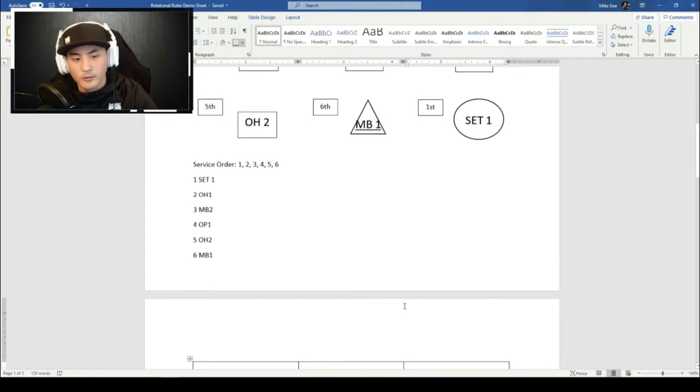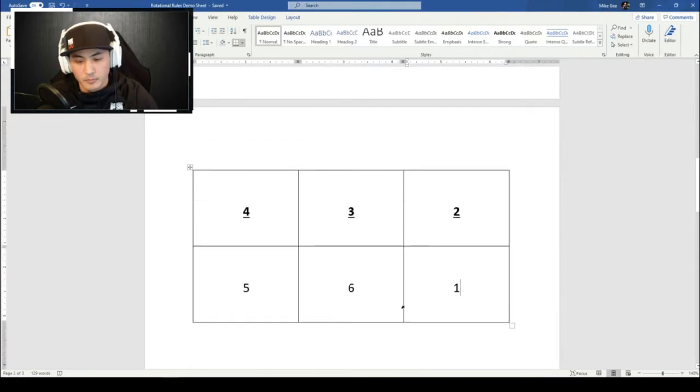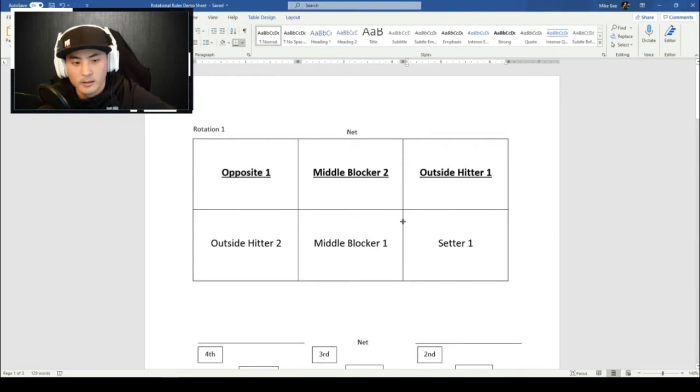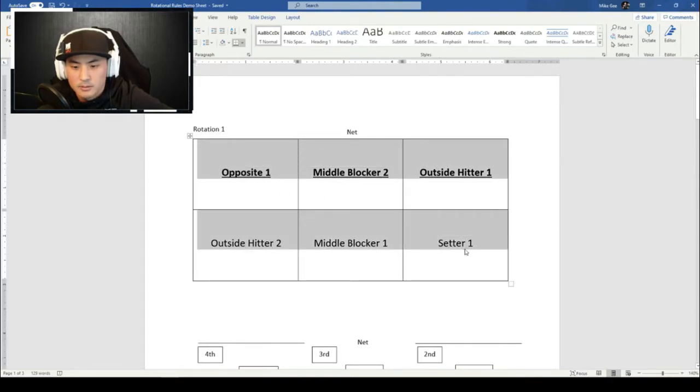It's then helpful for you to relate that and let them know that as we rotate to each rotation, the players who are standing in these zones or in these court positions also match the service order that we are in. And so let me go back to this first part here. In rotation 1, we have this setup. Okay, I've already described that to you.